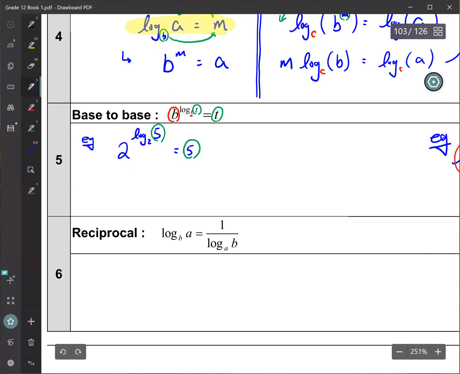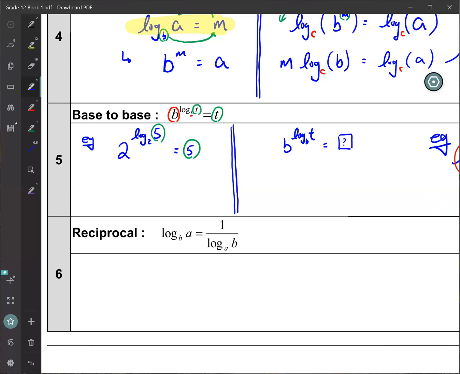Okay, so let's show why this formula works. How come b to the log base b of t equals t? So let's say we start with b to the log base b of t. That was the question. I want to find out what this equals, so I'm going to just put an empty box, a question mark. We want to show that it will become t.